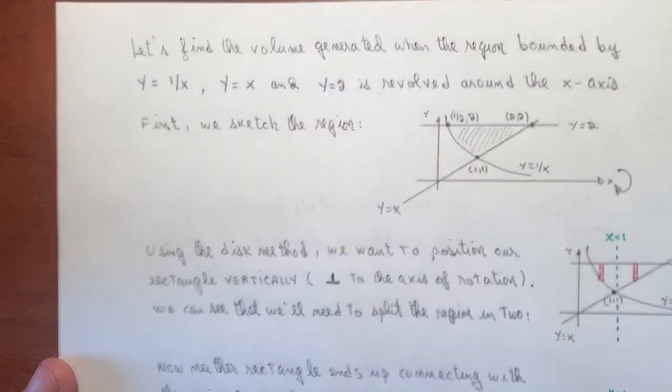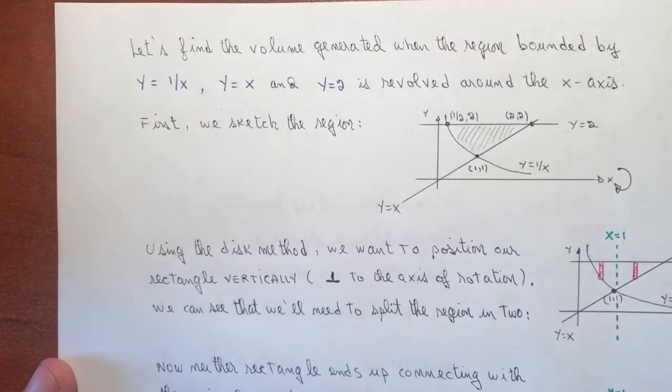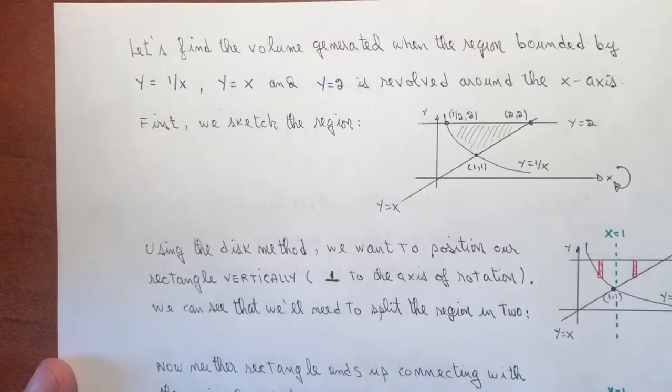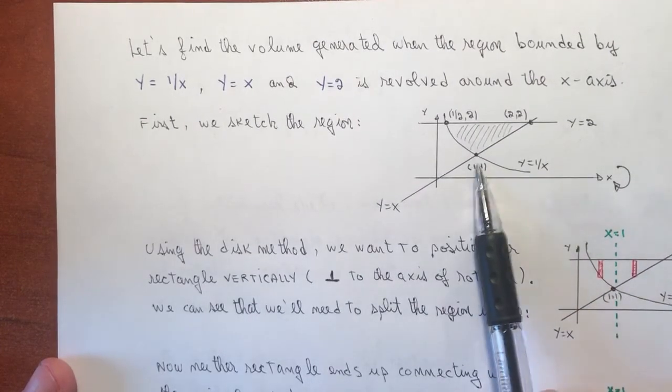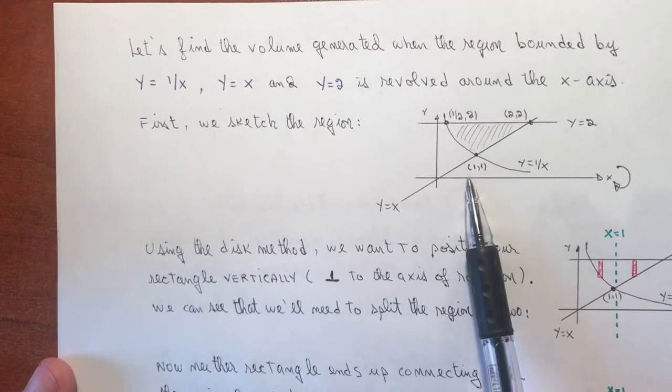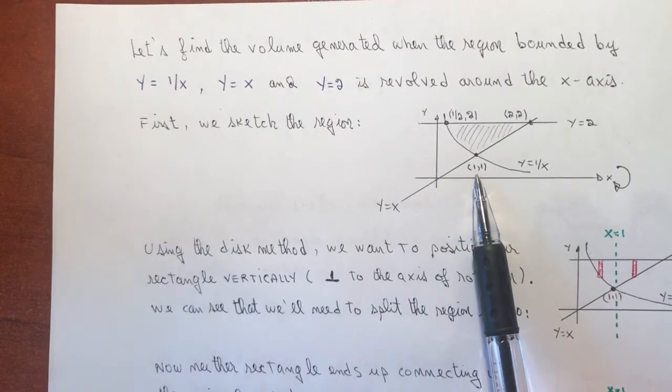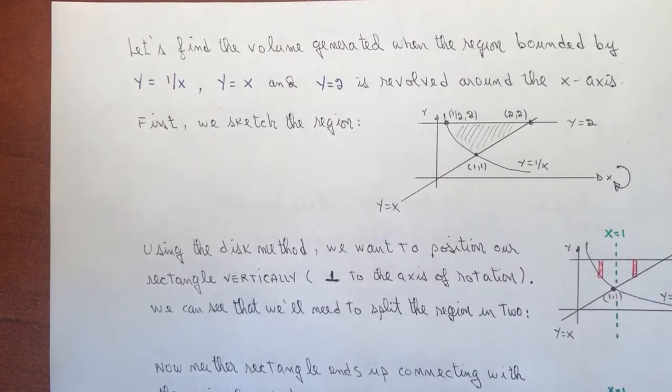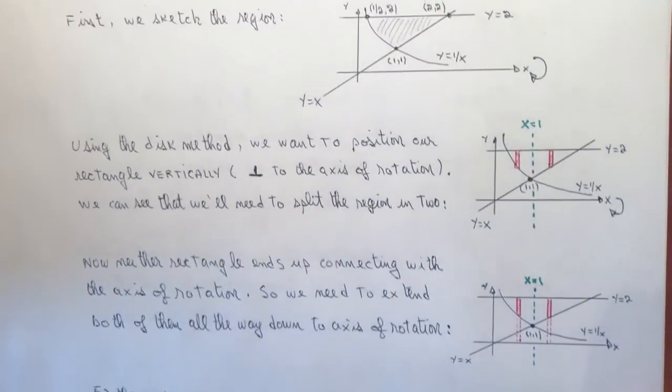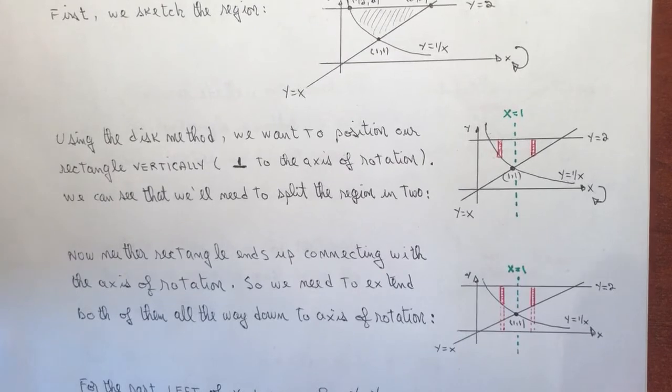It's not very hard to find the points of intersection, so we will leave this as an exercise. They're given here in the diagram. The important one here, they're all important, but the one that actually matters perhaps the most is (1, 1), this point of intersection right here. So let us actually start by using the disk method.